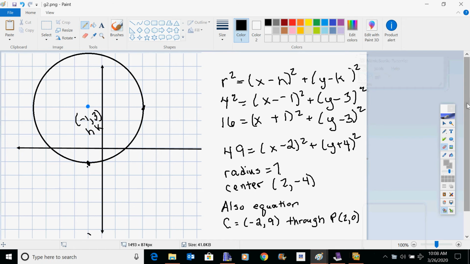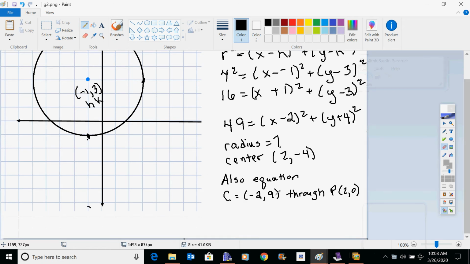And then the other question regarding circles: someone asked me to please do another problem where you're given a center and a specific point it goes through. So we want to use that same equation that we started with: r squared equals x minus h squared plus y minus k squared. Oh, and I put the squared in the wrong spot again.